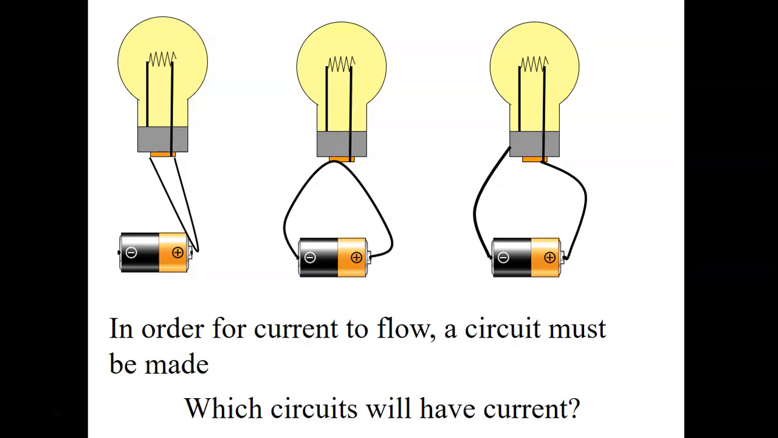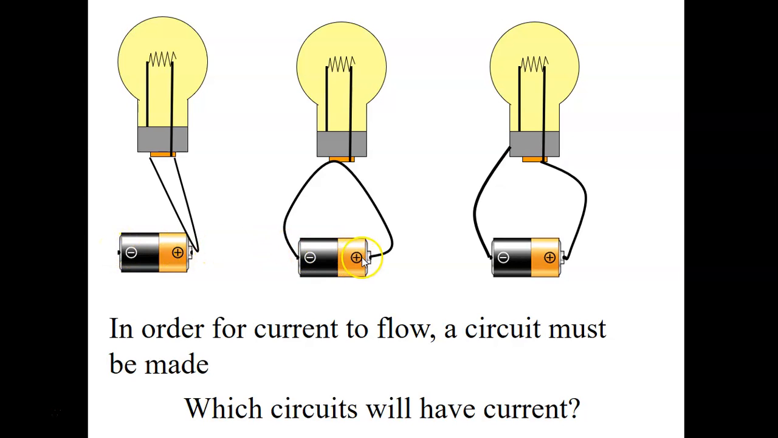In order for current to flow, a complete circuit, a round-trip circuit, must be connected from one end of the battery to the other. Which will have current? Which is a closed circuit? Is the first one a closed circuit? No, this side of the battery doesn't have anything connected to it.